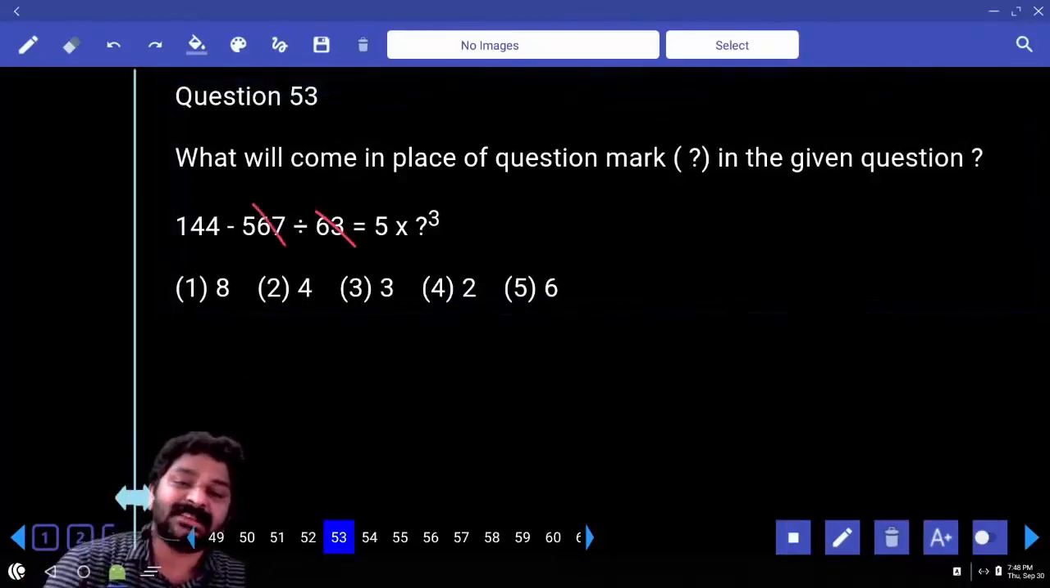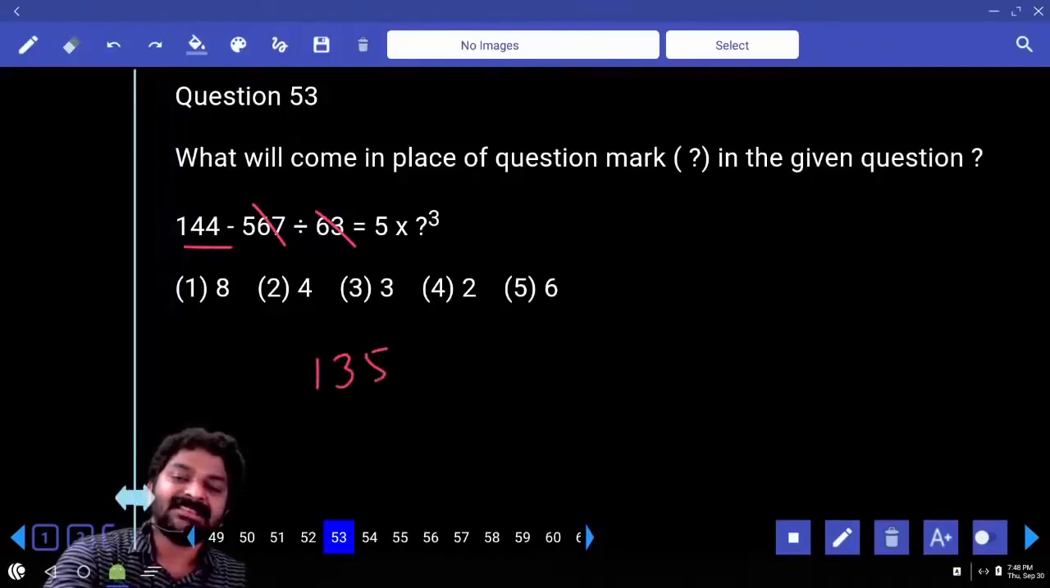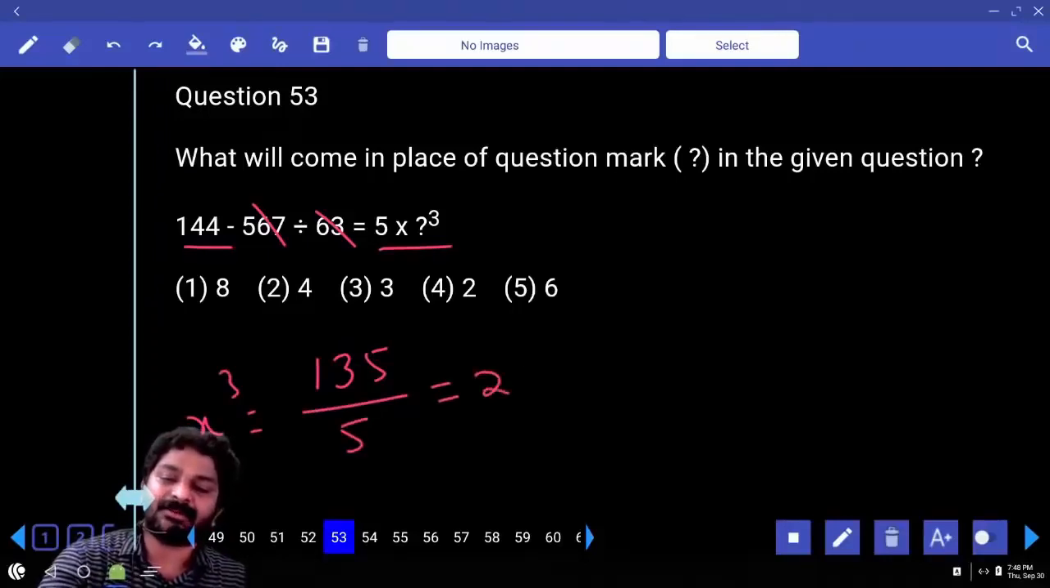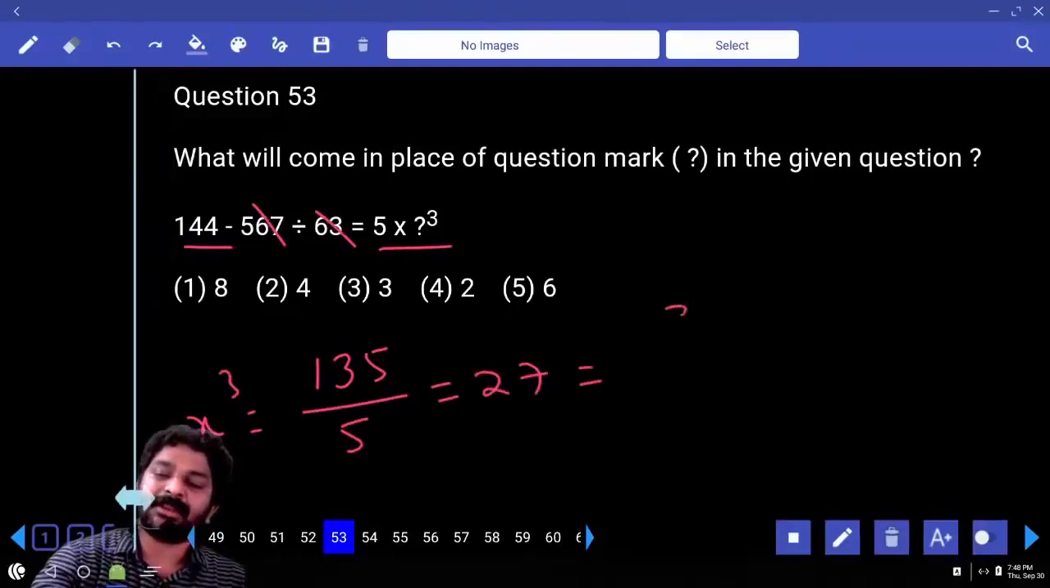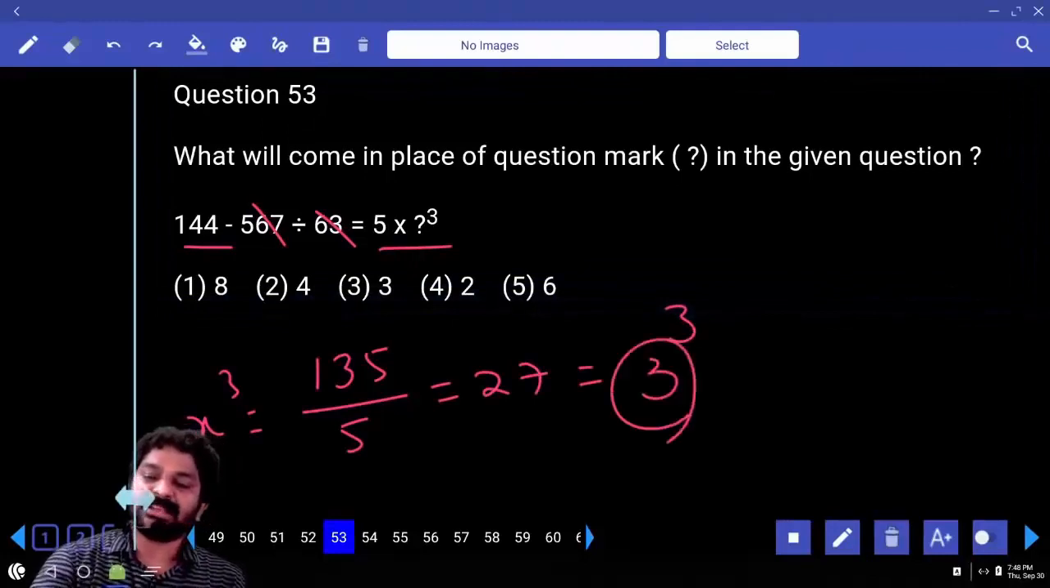63 how many times? Last digit verification. 9. 144 minus 9. 135 is equal to x into 5 into x cube. Then x cube is equal to 135 divided by 5, which is equal to 27. 27 is which number's cube? 3 cube. Answer 3.